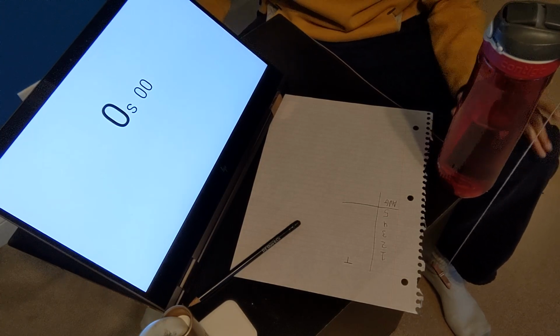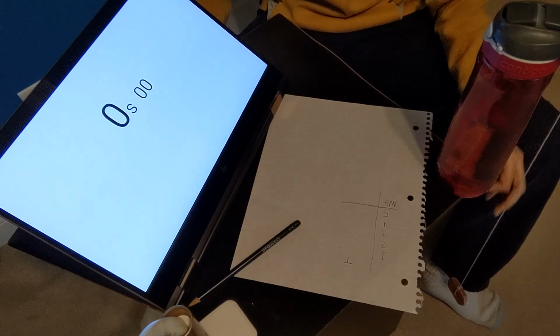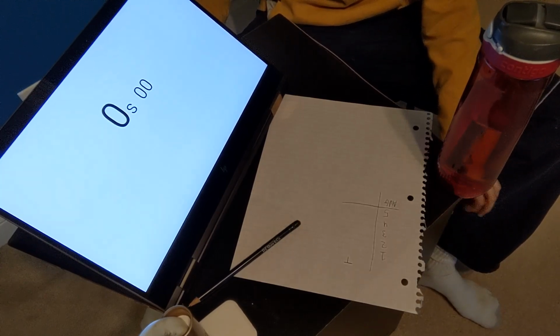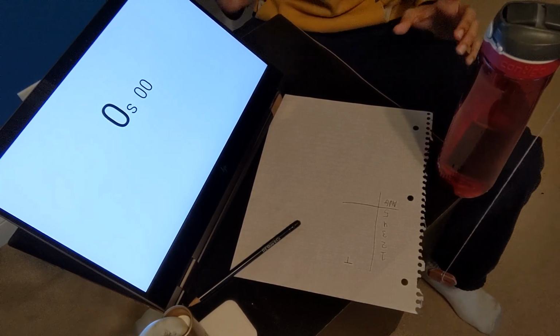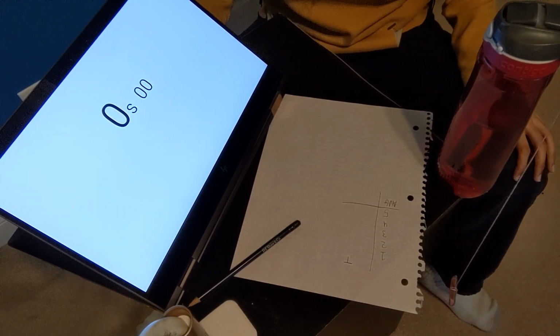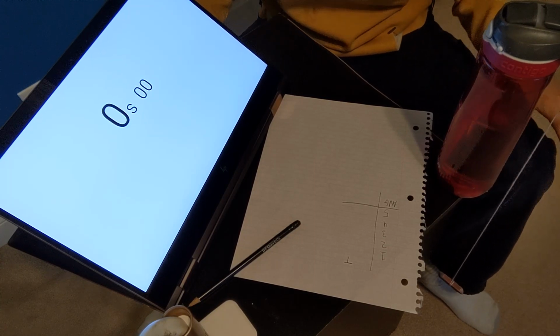One thing to note before I start is that if you do want to try this at home, make sure that when you let the pendulum go, it's at a relatively small angle, because the formula 2 pi square root L over g only works for small angles.